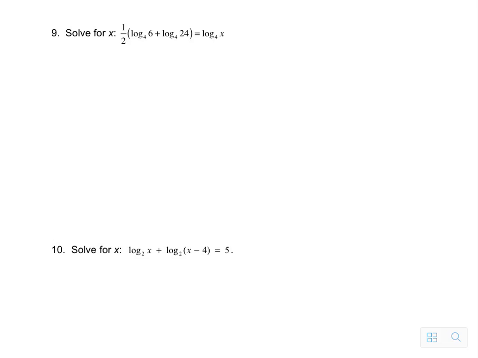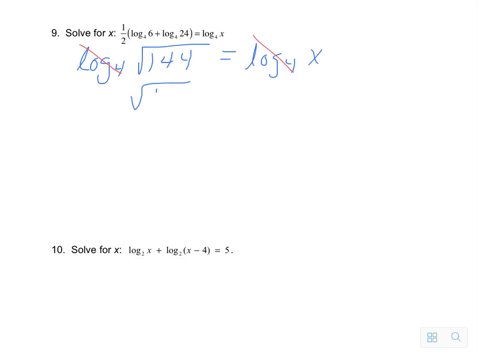We'll have log base 4 of, and adding means multiplication, and 6 times 24 is 144. So it's the square root of 144 equals log base 4 of x. I'm going to drop or cancel the logs and get square root of 144 equals x. 12 equals x. Wow, that was an easy solve. And I actually can check it if I do everything by change of base, but to save a little time, I'm going to tell you it's going to work.